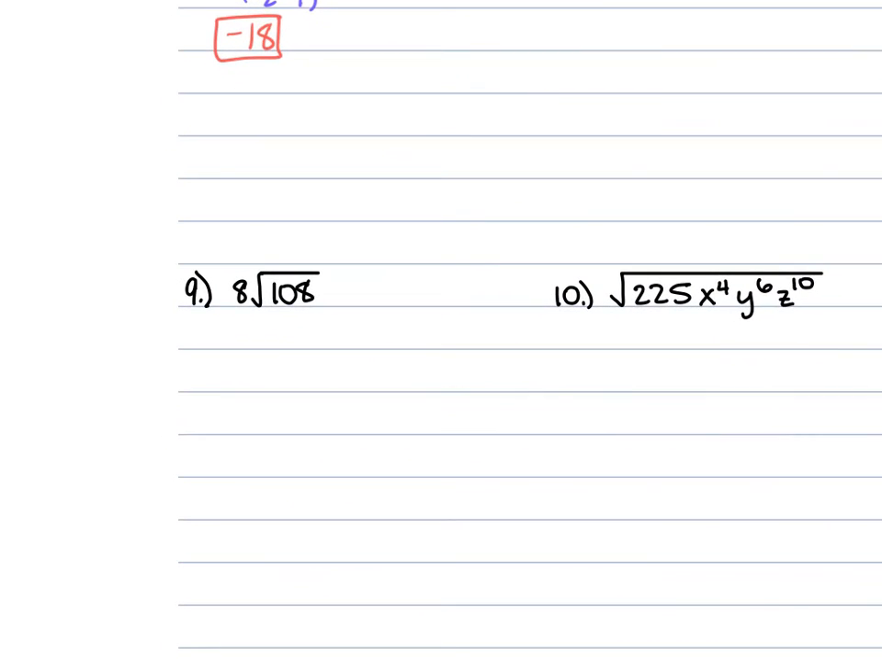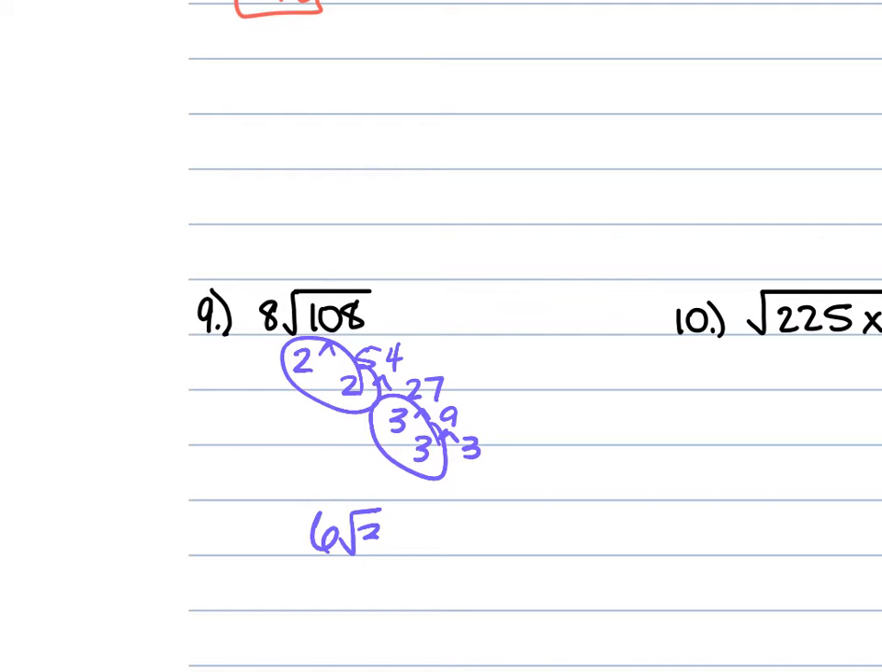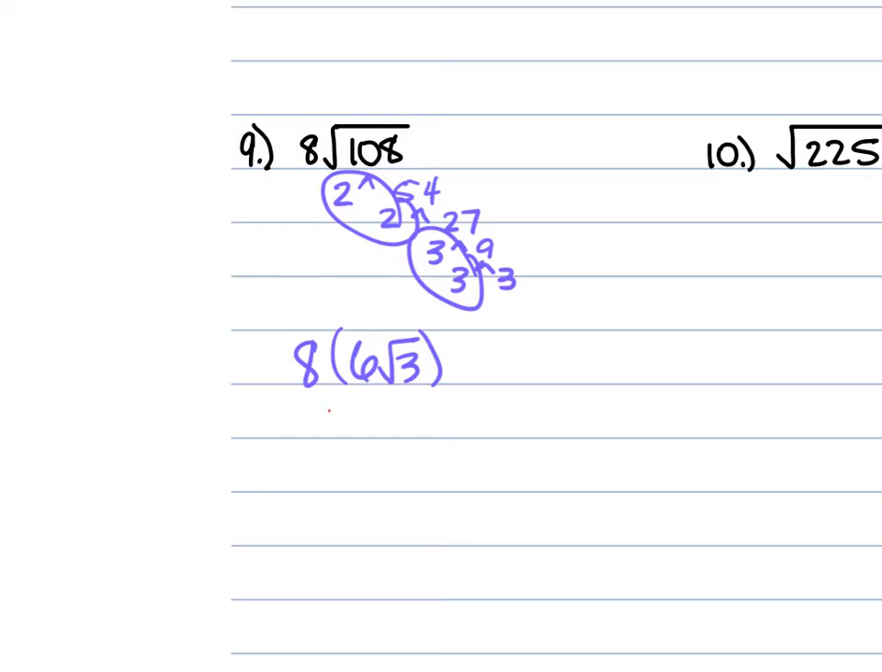For 9, we have 8 times the square root of 108. If we don't know off the top of our head what that square root of 108 is, we can divide it by 2. That's going to be 54. The 54 is 2 and 27. The 27 is 3 and 9. 9 is 3 and 3. So 2 2's, 2 3's, that's 6 square root 3. Remember, multiply it by the 8. So 8 times 6 is 48 square root 3.